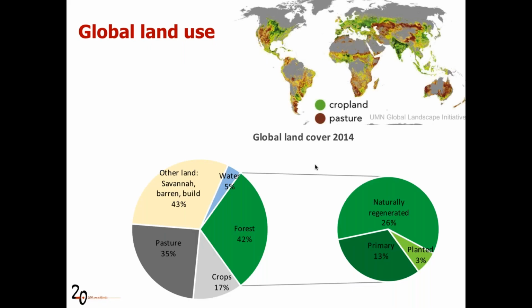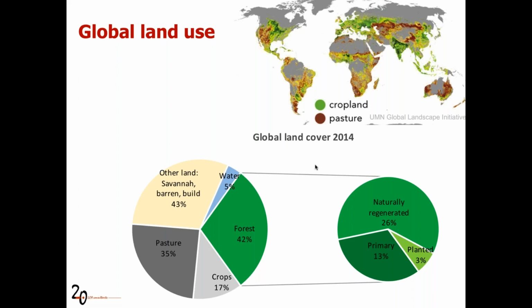Here's a picture of what the globe looks like. So you can see with the colored indications in the picture at the top what is cropland, what is pasture. Below, in the picture, you can see what the total global land use is, how it is distributed. We see that we are using 17% of our land area for crops, 35% for pasture. And we have a large area, which is savanna, barren, or built-up land. And then we have the 42% of forests.